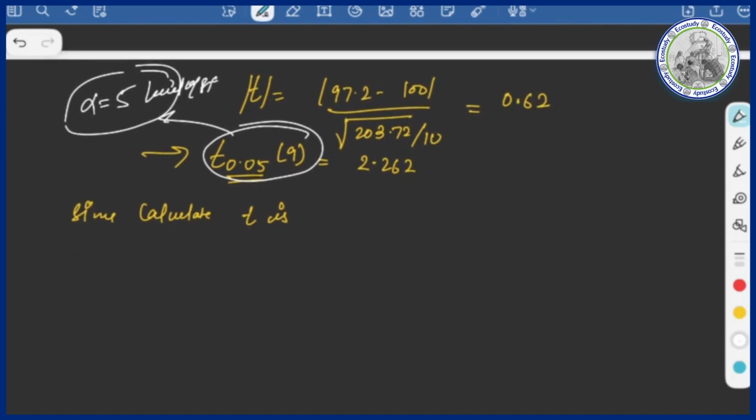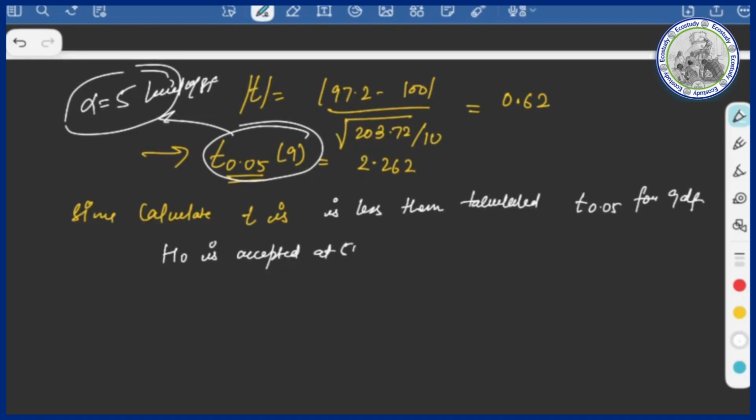At 5% level of significance, since the T calculated is less than the tabulated T 0.05 for 9 degrees of freedom, H naught is accepted at 5% level of significance. By mistake I said 95% confidence level; it is at 5% level of significance.